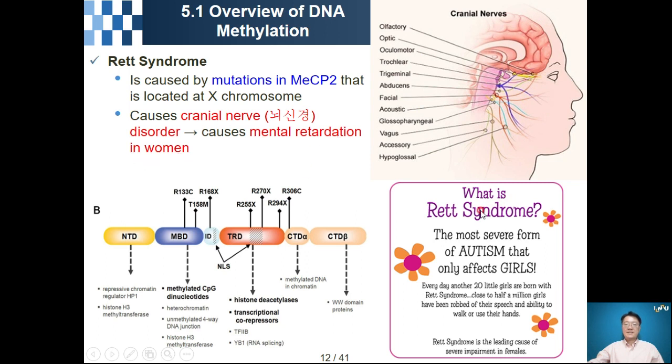So what is Rett syndrome? The most severe form of autism. Autism is a mental retardation that only affects girls. Okay, so if a mutation happens in MECP2, it causes cranial nerve disorder, and finally it causes mental retardation in women.